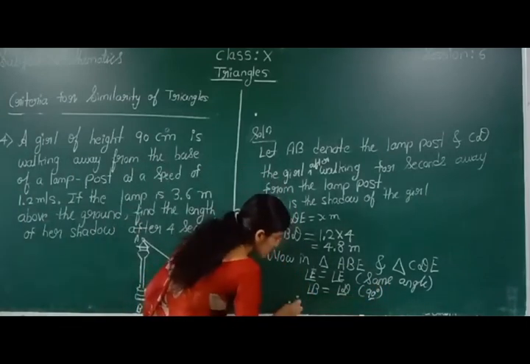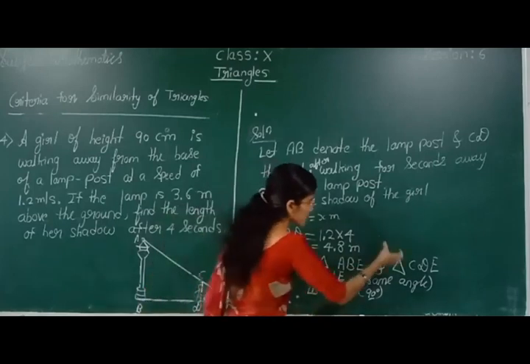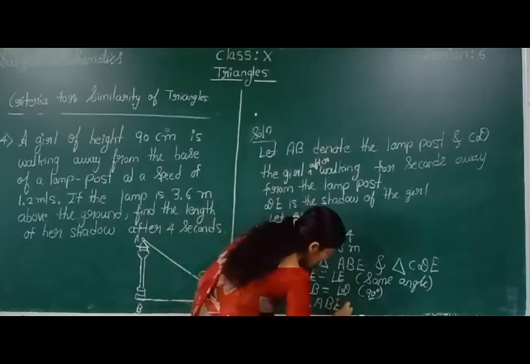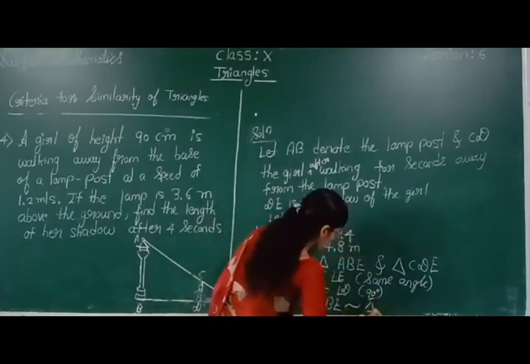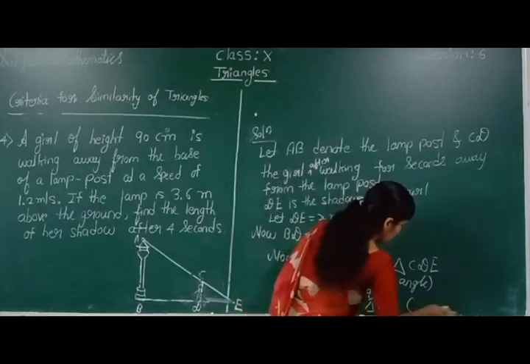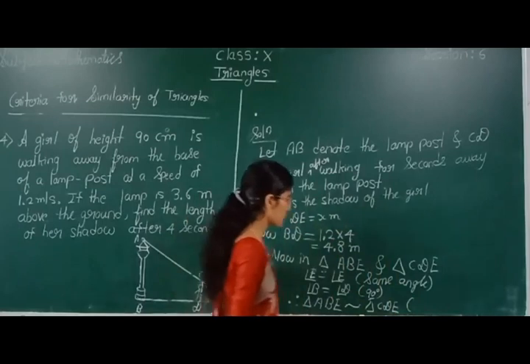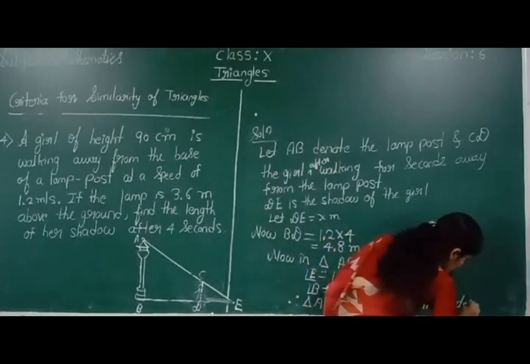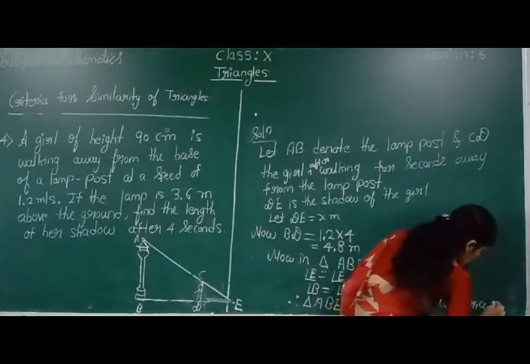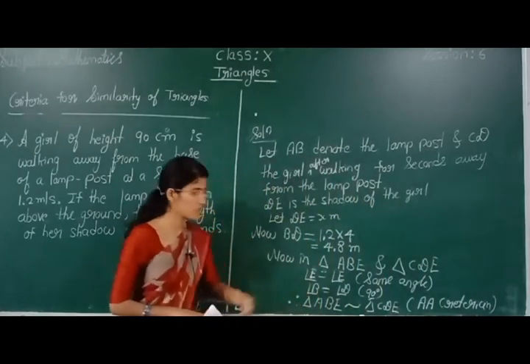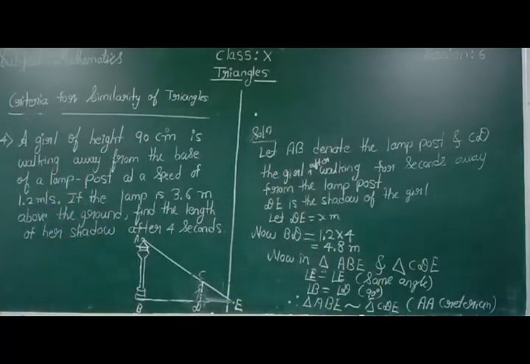Therefore, what we can tell, two angles we got same in the triangles. Therefore, triangle ABE is similar to triangle CDE. By which criteria? The angle criteria. These two triangles are similar. If these two triangles are similar, the corresponding sides are proportional.